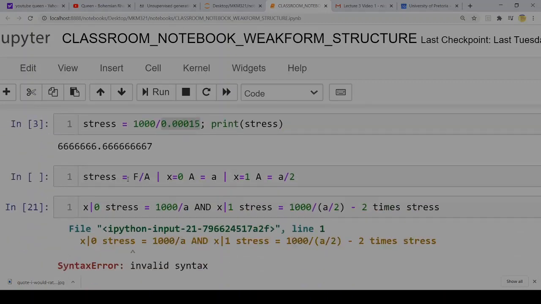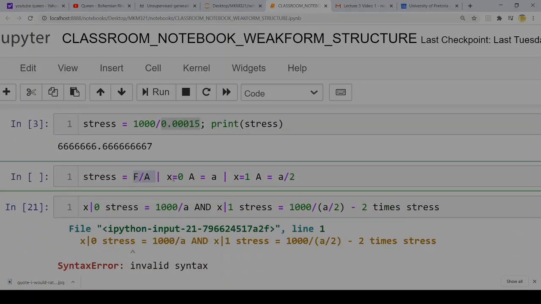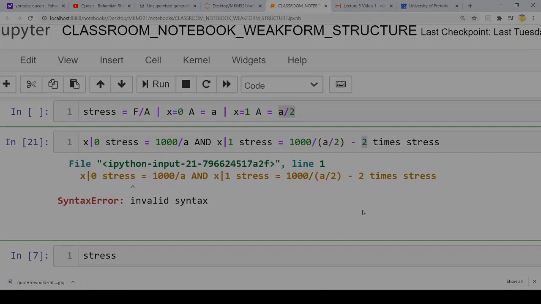And so that's in essence what I'm just demonstrating here. If f of a at x equals 0 I call small a, and at x1 I call it a over 2, I would expect to see a ratio of 2 between the two stresses. And I can indeed see that for myself.